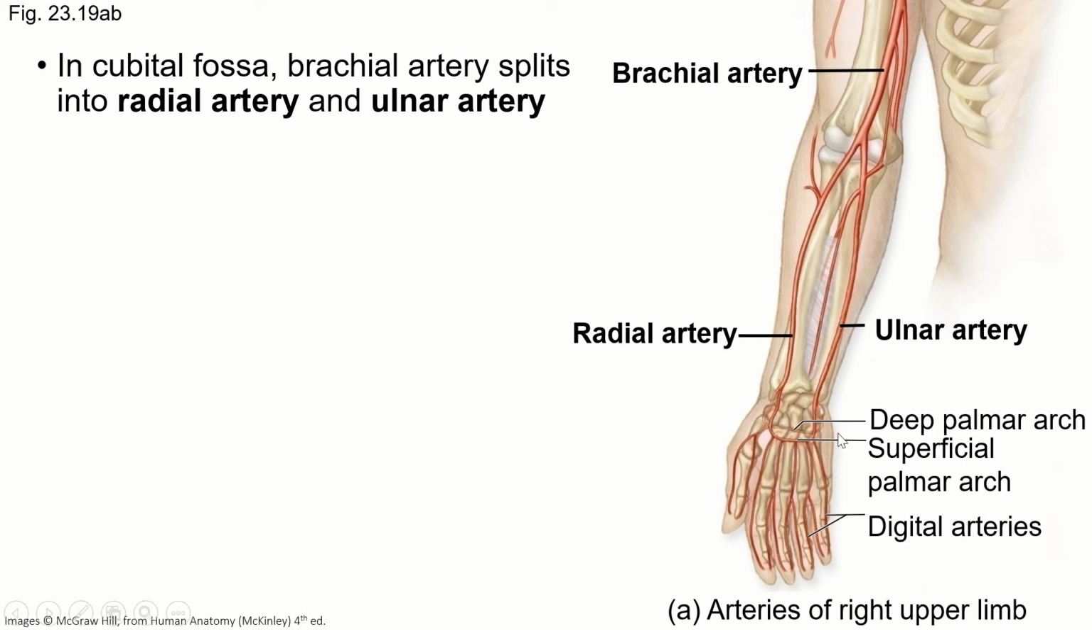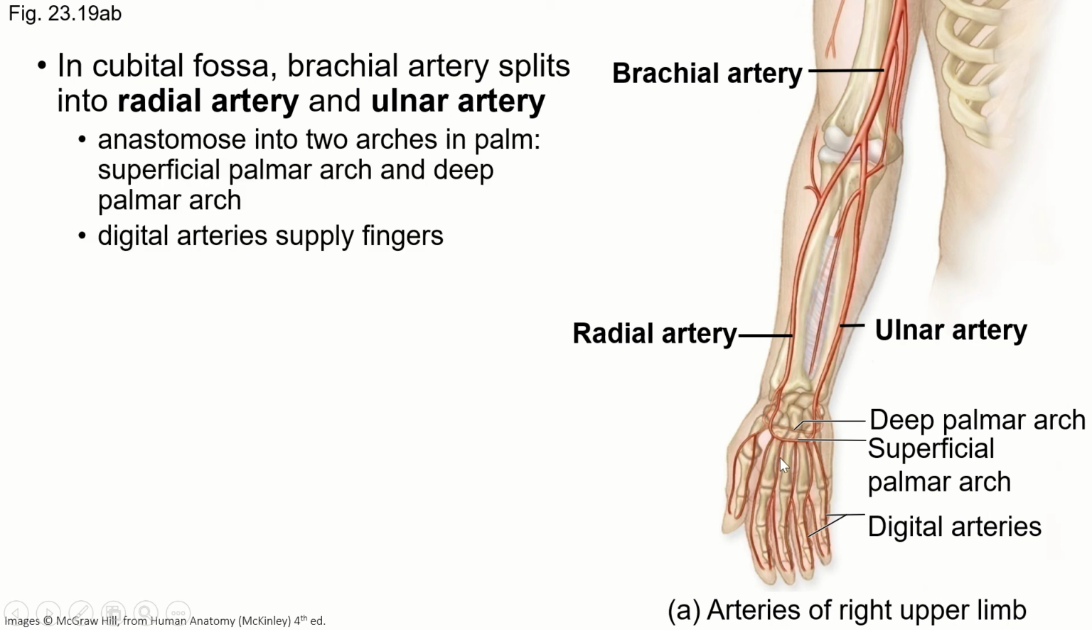Okay, notice that those then create an anastomosis in the hand. This is called the palmar arch. There's actually a superficial and a deep palmar arch, so two anastomoses, to make sure that you have really good blood flow through the hand. So if either of these arteries are blocked, you still have blood flow through the hand, just like the anastomosis in the brain. Okay, so two anastomoses in the palm, and then the digital arteries supply blood to the fingers, again, to make sure you have plenty of blood flow to the fingers.